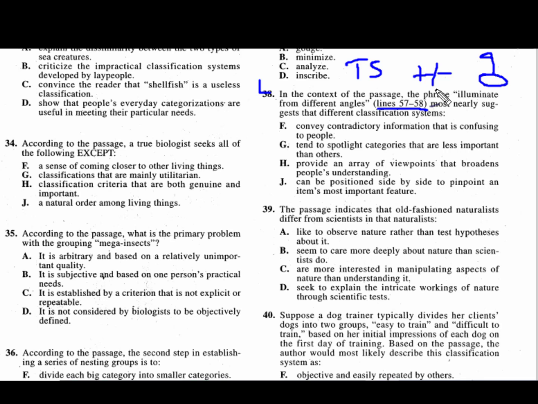All right. Now, what I'm going to do on this question for argument purposes is I'm just going to look at my answer choices right away and use the good stinky rule. Okay. Convey contradictory, confusing information. That's negative. Spotlight categories that are less important, that's negative, and present an array of viewpoints that broadens people's understanding, that's our noun. Okay, and here it says position side by side to pinpoint an item's, that's our noun, is an item. All right, so we have people or items, and then positive or negative. Okay, both of these are going to be positive.